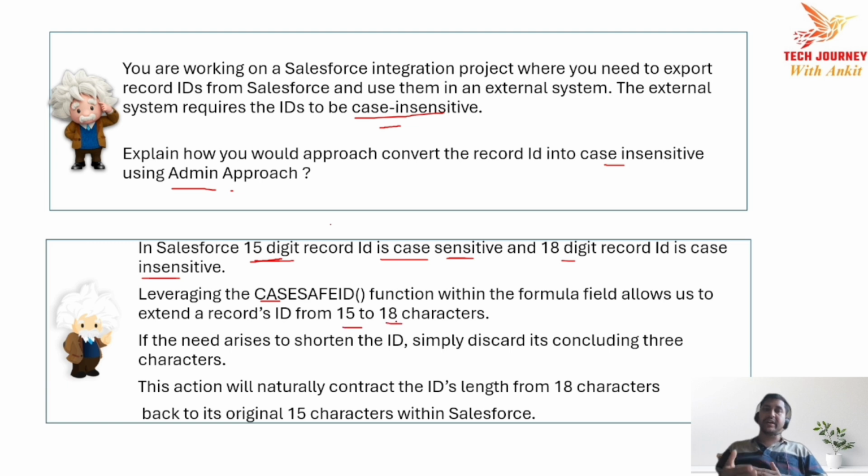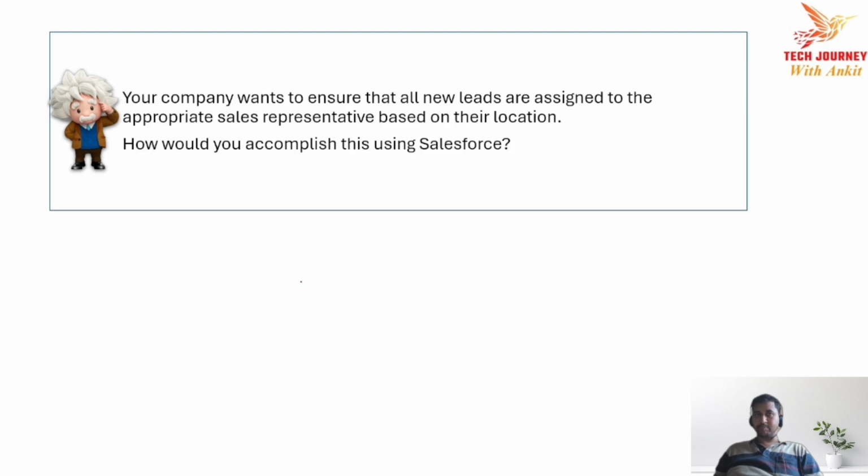Similarly, in case you already have the 18-digit ID with you and you have to convert it into the 15-digit, you will do it by removing the last three characters. This action will naturally contract the length of the ID from 18 characters to 15 characters. So whenever you have to do this conversion without writing any Apex or any automation tool, you can simply use this formula field and get that converted.